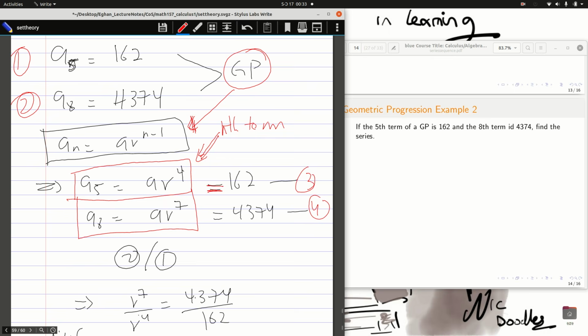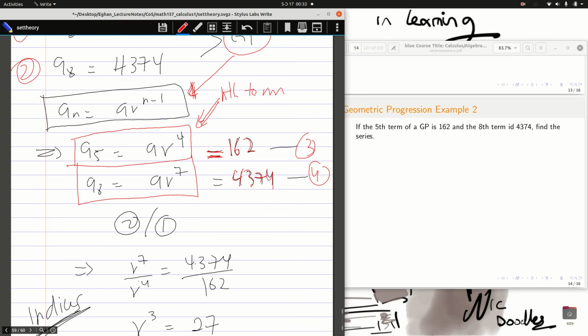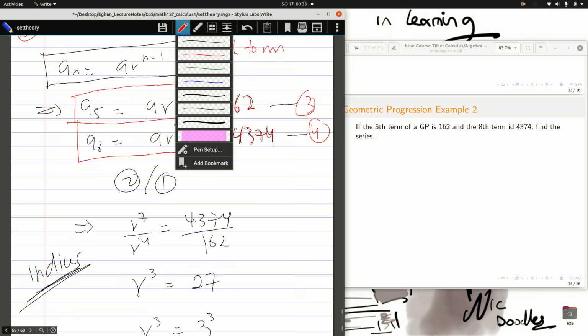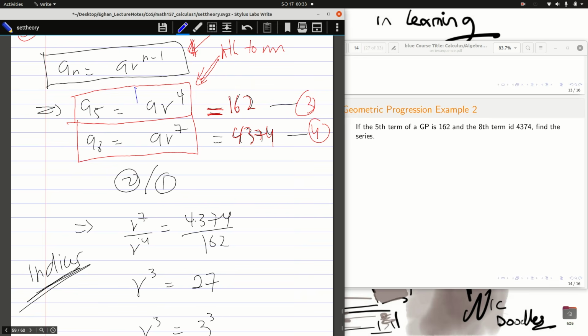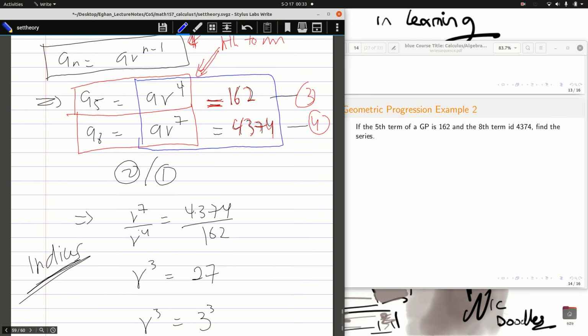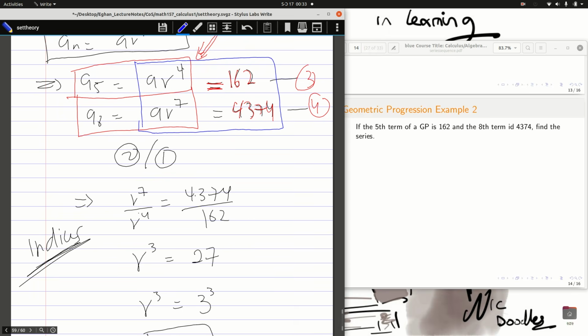I equate them to the values which were given, 162 and then 4374. Let me use the blue one to indicate which ones I'm equating. Now I'm equating these to these. When it gets here, it's up to you how you want to solve it, whether you want to add the equations, multiply them, or subtract them. The most important thing is to find the terms we need. So I chose to divide them. I divide equation 4 by equation 3.